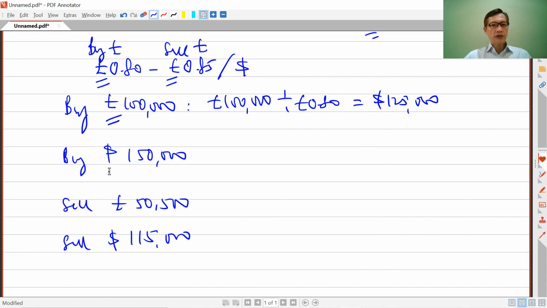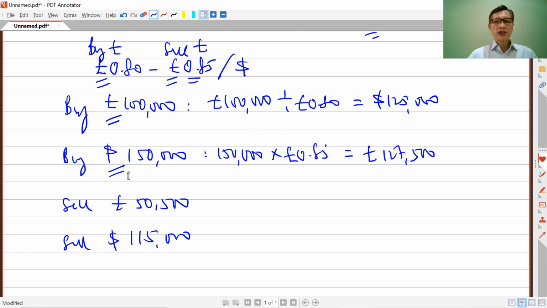Let's look at the second one. The second one involves the dollar, which is different from the reference currency. So we have to multiply. So 150,000 and then multiply. And this is buy dollar here. We only remember buy pound, sell pound. Buy dollar, in exchange, should be the sell pound rate. So you should be multiplying by 0.85 pound here. So to buy the US dollar here, that will cost us 127,500 pounds.